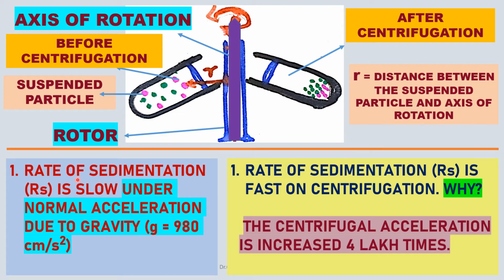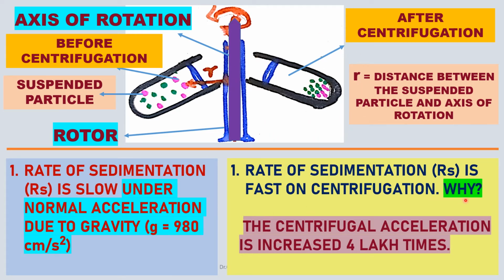Okay, now under the normal acceleration of Earth's gravity, the g value is 980 centimeter per second square. The sedimentation rate is very, very slow under the normal gravity of Earth. However, on rapid spinning, on centrifugation, the rate of sedimentation is very, very fast. Particles will fall down and settle at the bottom on rapid centrifugation.